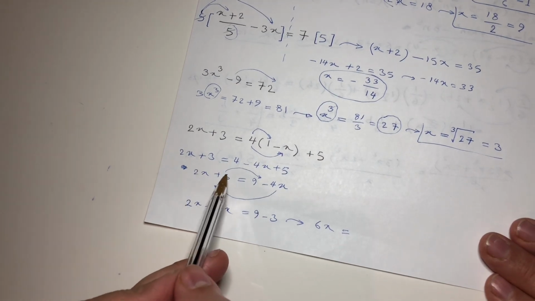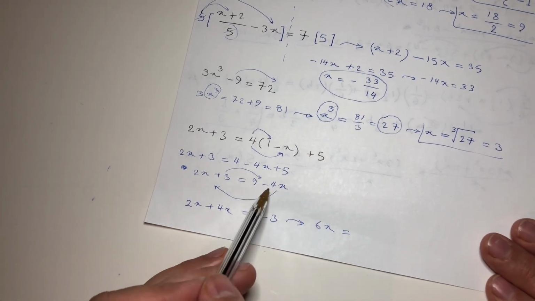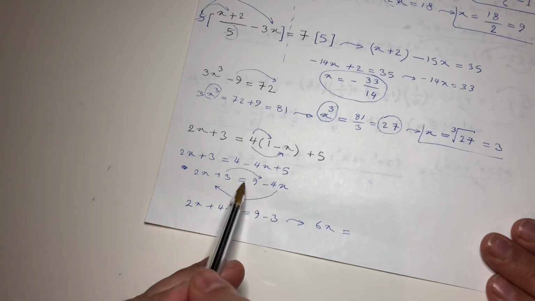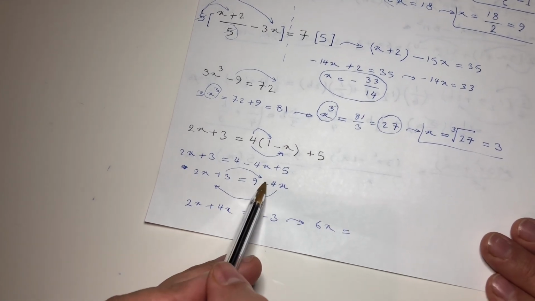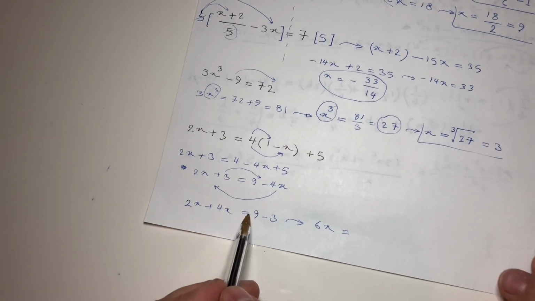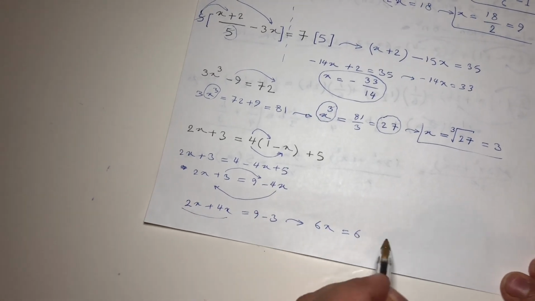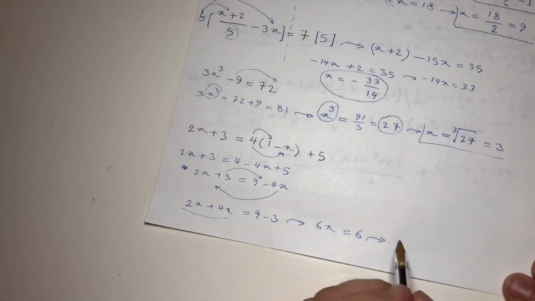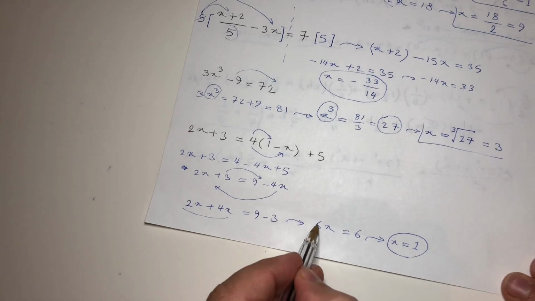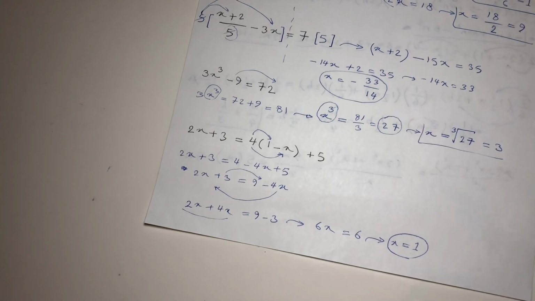What I did, I took this number 3 to the other side of the equation, and I took this minus 4x to this side of the equation. So it would be 2x plus 4x equals 9 minus 3, because 3 goes to the other side, its sign changes, right? 2x plus 4x is 9 minus 3. 6x is 6. Okay, I'm pretty sure you all can say that x equals 1, right? Because 6 multiplied by what number becomes 6? It's number 1.